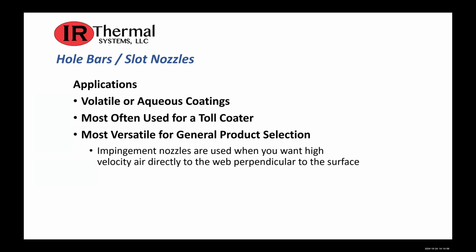Like I said, this is pretty much a standard type of dryer, so it can be used for both volatile or aqueous coatings. You'll see these on toll coaters, because they're required to run different products from across the converting industry. They're very versatile for general product selection, and the impingement nozzles are used when you want high or low velocity, but specifically directed perpendicular to the surface of the web.